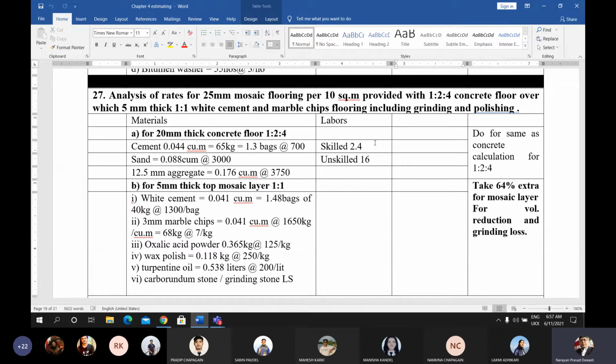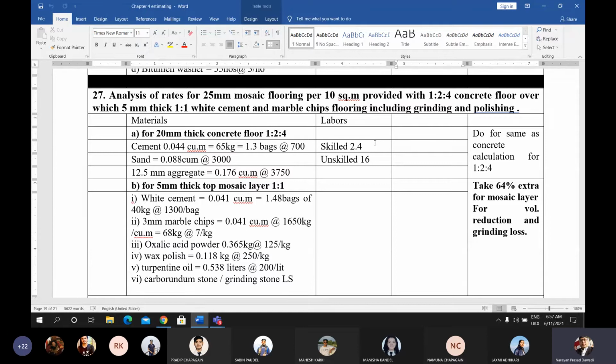Okay, analysis of rate. The material required for this flooring: area is 10 square meter. For 10 square meter area, it is considered for 20 mm thick concrete floor 1:2:4. Cement is 0.044 cubic meter. This is for the concrete floor. You can calculate the concrete floor 1:2:4 for the concrete.